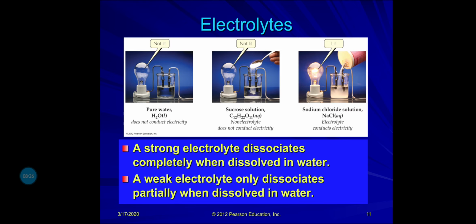Whereas on the right-hand side, you can see sodium chloride solution. Sodium chloride is an ionic compound, and whenever an ionic compound is soluble in water, it breaks up into a cation and an anion. That's called ionization, and that is why once the ions are formed in the water, it can easily conduct electricity.